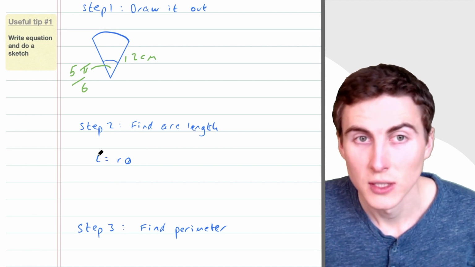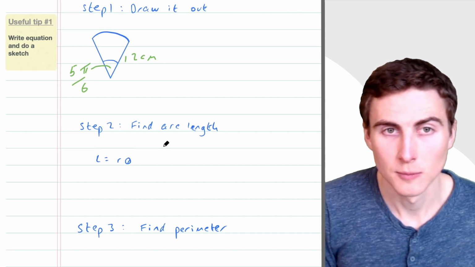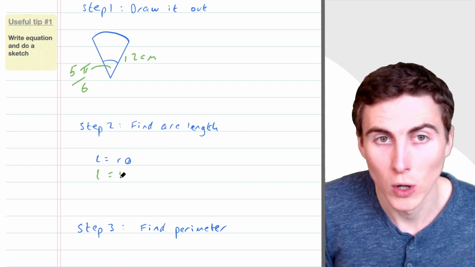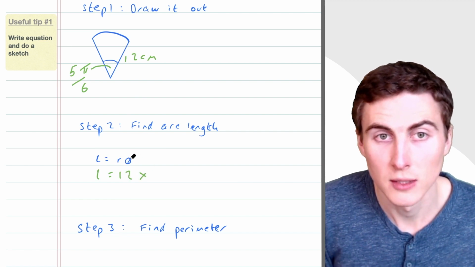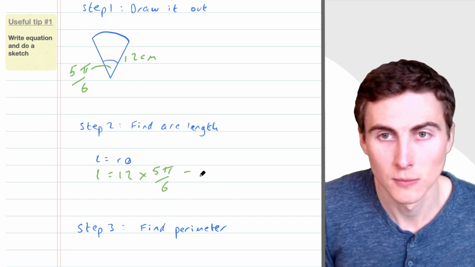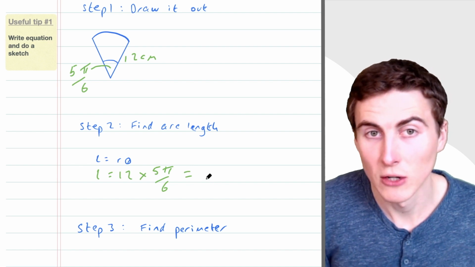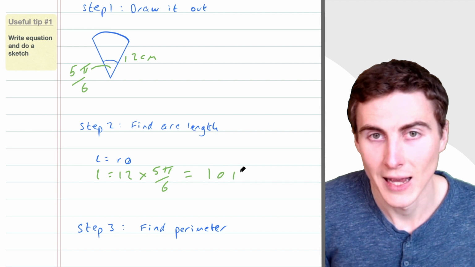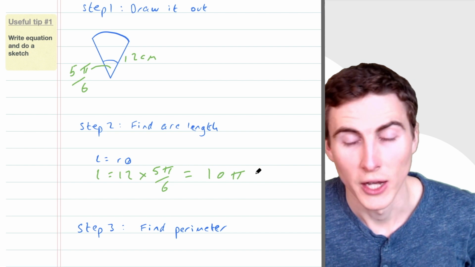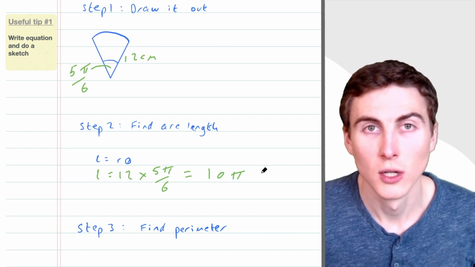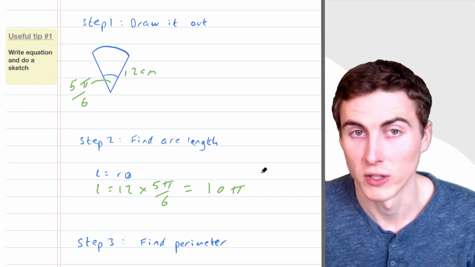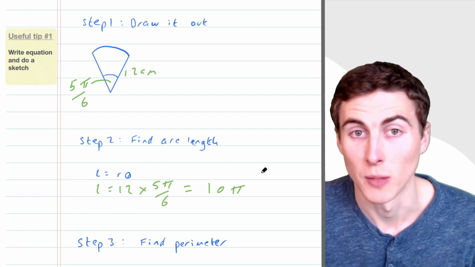So as we said, the formula for it is just length equals radius times theta. So literally the length is going to be my radius of 12 centimeters multiplied by the angle of 5 pi over 6. And we can pop that all into the calculator and it will give us 10 pi. Now I've given the answer here in terms of pi. I could write out what it actually is, about 31.4. If they don't tell you what to do, it shouldn't really matter. You can write it in terms of pi or in decimals to 3 significant figures. It's up to you unless they tell you what to do.